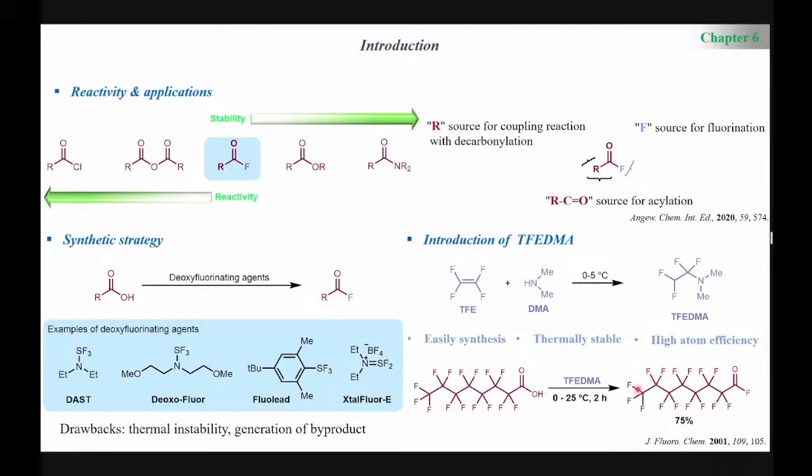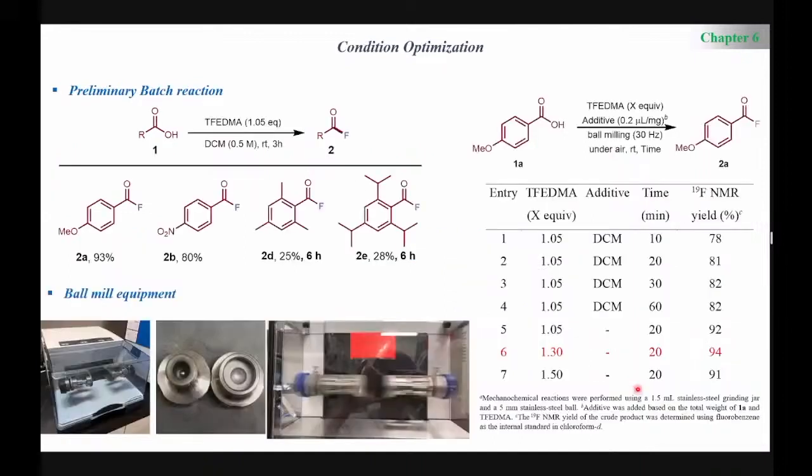This encouraged us to find out more about its deoxyfluorinating ability. We then carried out a couple of experiments in batches here. It turned out both substrates bearing electron donating and electron withdrawing groups give high yield, while these sterically hindered substrates showed low reactivity, even under double the reaction time.